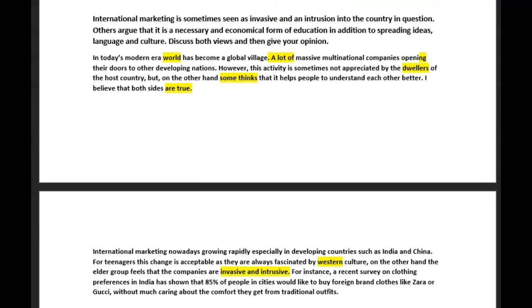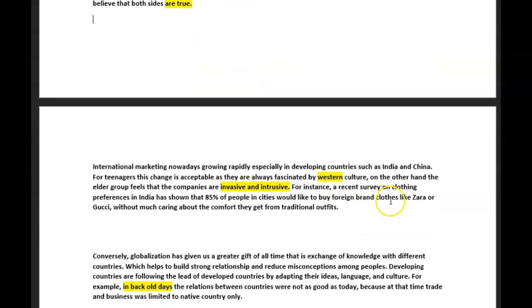What I'd like you to do is to rewrite both these tasks with the corrections and send them back to us, and we can give you some more feedback. Good luck. Well done.